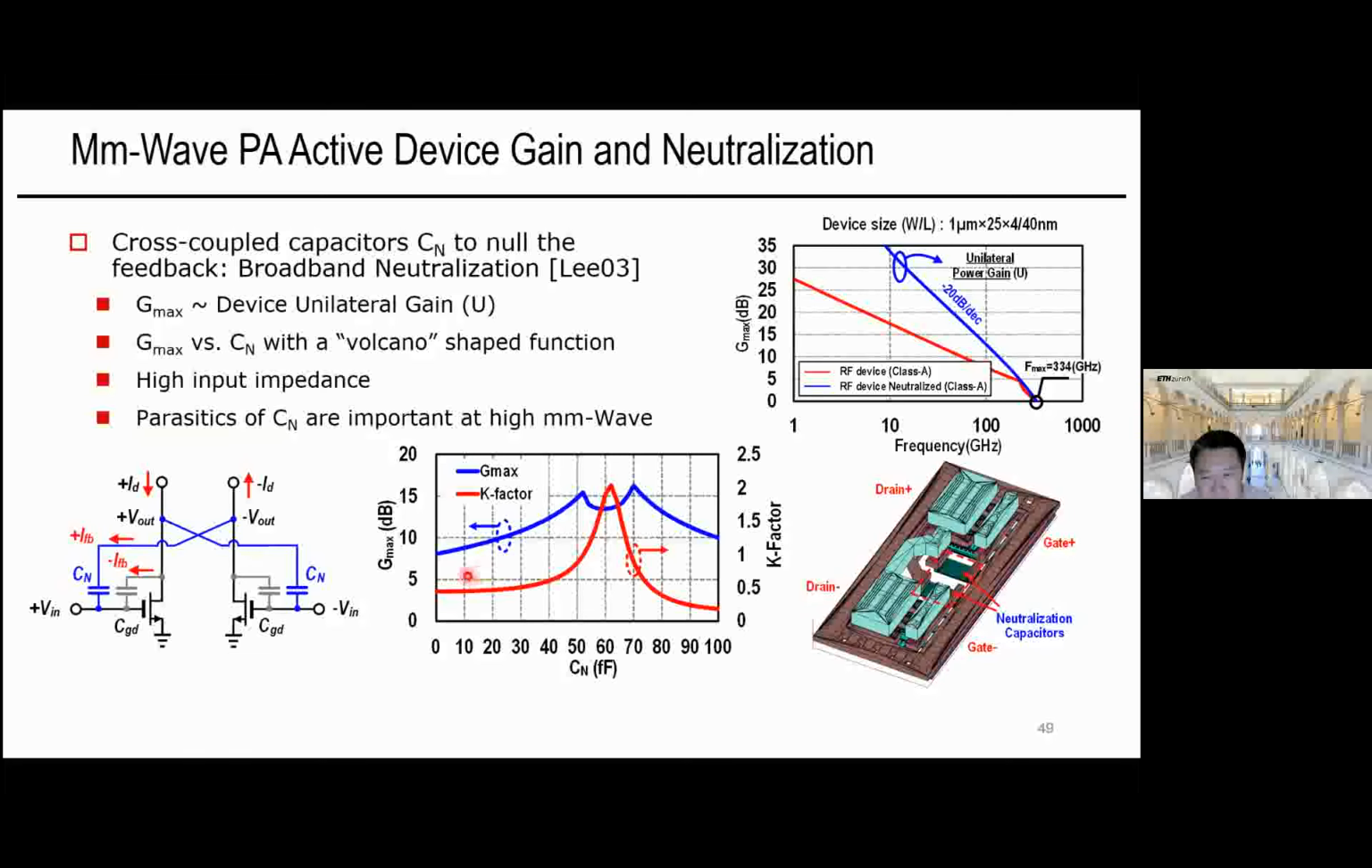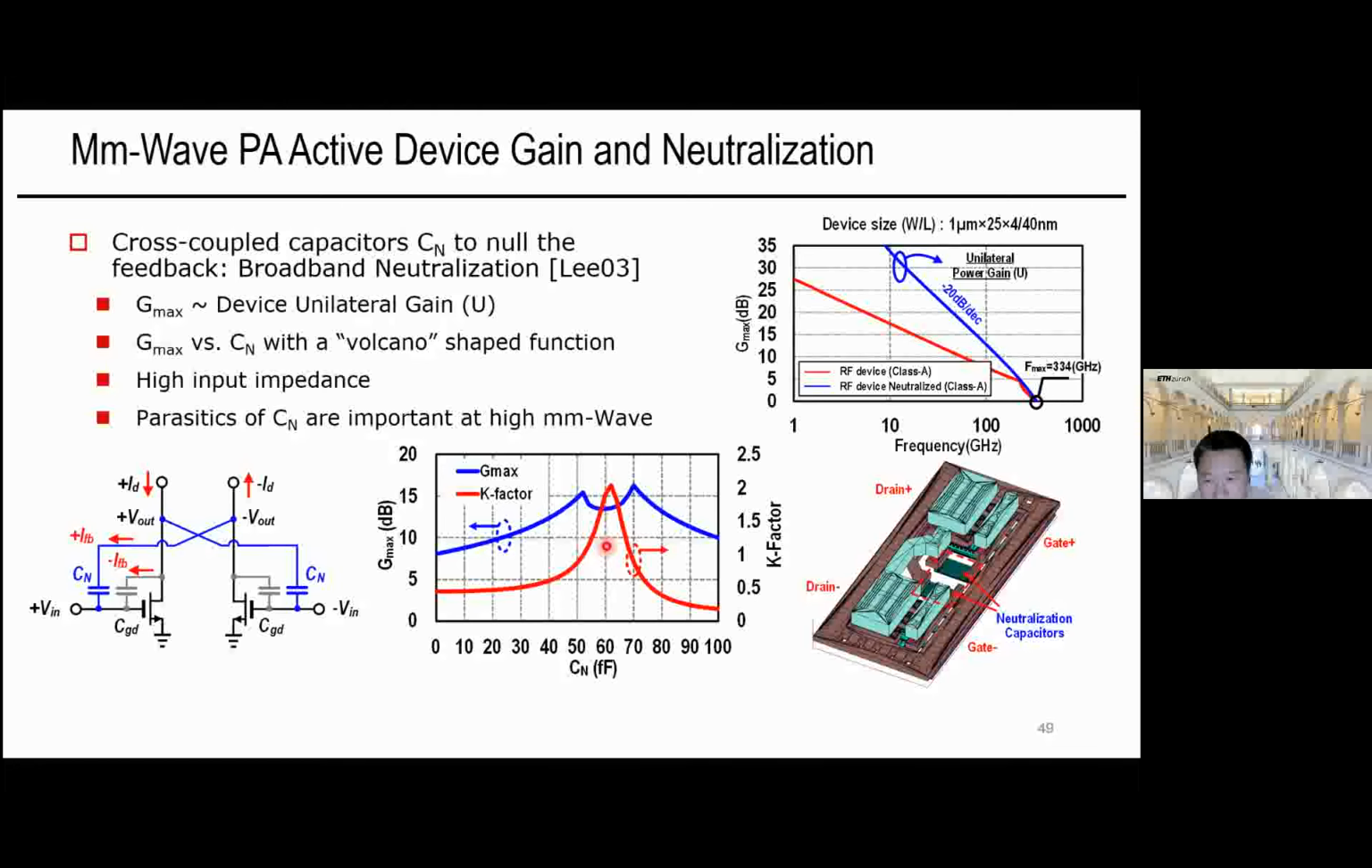The resulting device gain is actually close to Mason's unilateral gain, U, which has a minus 20 dB per decade behavior over frequency. The gain at the frequency of interest versus the neutralization capacitor can be plotted for different neutralization capacitor values and is shown in this volcano curve. So typically the CN is chosen in the middle of this volcano curve just to make sure of design robustness against process variation. Often people also use MOS varactors as CN so that they can better track the process variations.